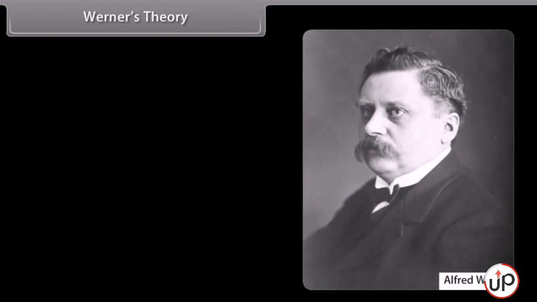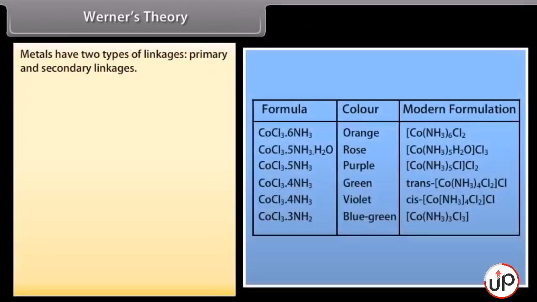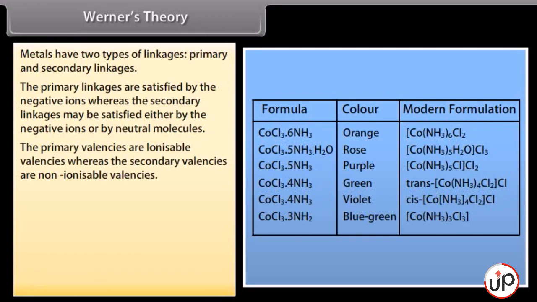Werner's theory. In 1893, Alfred Werner successfully explained the properties of coordination compounds in terms of their structure. The brief outlines of his theory are following. Metals have two types of linkages, primary and secondary linkages. The primary linkages are satisfied by the negative ions, whereas the secondary linkages may be satisfied either by the negative ions or by neutral molecules. The primary valencies are ionizable valencies, whereas the secondary valencies are non-ionizable valencies.